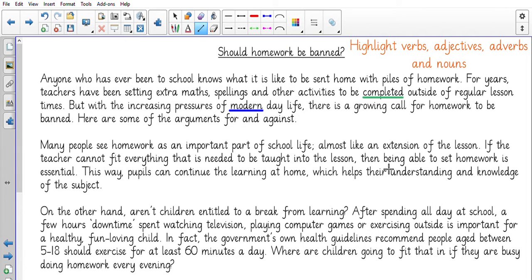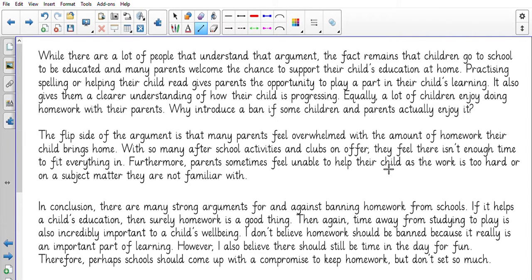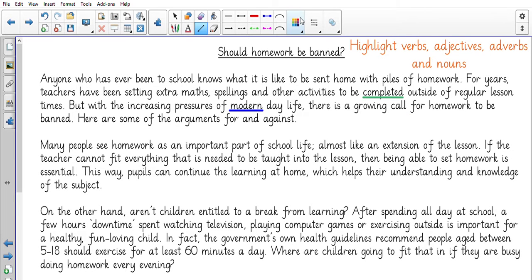I'm using my scanning techniques here now, instead of reading through it again. Let me see on the next page. There we go, there's one. Equally or actually. And nouns. So remember, a noun is a naming word. Let's have a look. So homework. Homework's a noun, it's the name of a thing. So pause the video for 5 minutes, see if you can highlight some of them now.